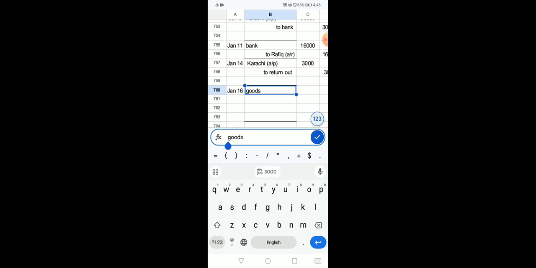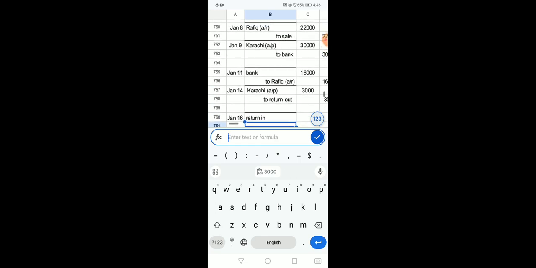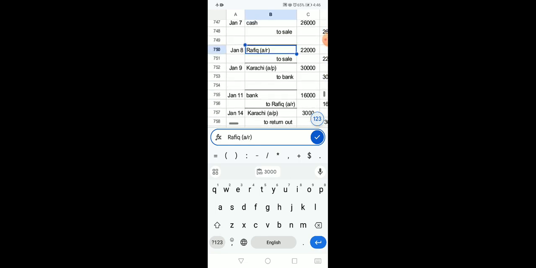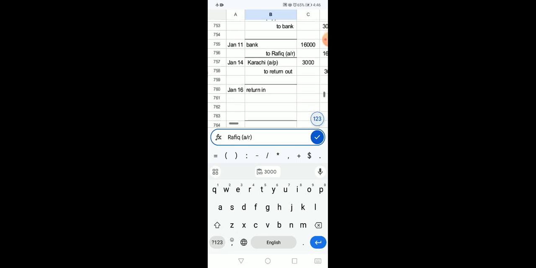In accounting, we do not write goods. Instead of goods, you write the working. What working are we doing? That is returning. Goods are being returned. So you will write here return. Since goods are coming in, it would be called return in. Goods were written just for the reference. It is unnecessary now to be written over here. You can erase it. From whom are these goods returning? We have sold goods to Rafiq. Rafiq was our account receivable, and he has returned goods and we have received goods.